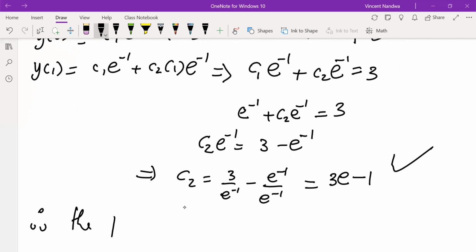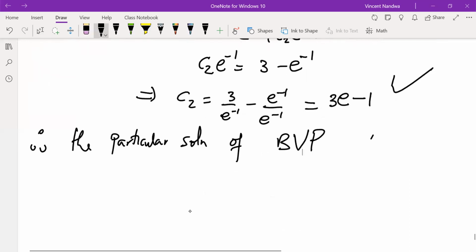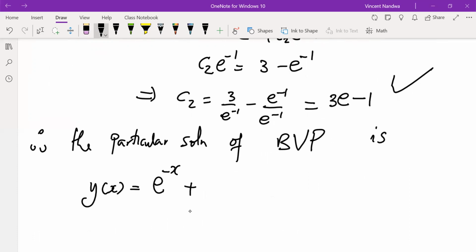Therefore, the particular solution of the given boundary value problem is y of x equals, since c1 is 1, e raised to the power negative x, plus c2, which is 3e minus 1, times x e raised to the power negative x. So this is the final solution.